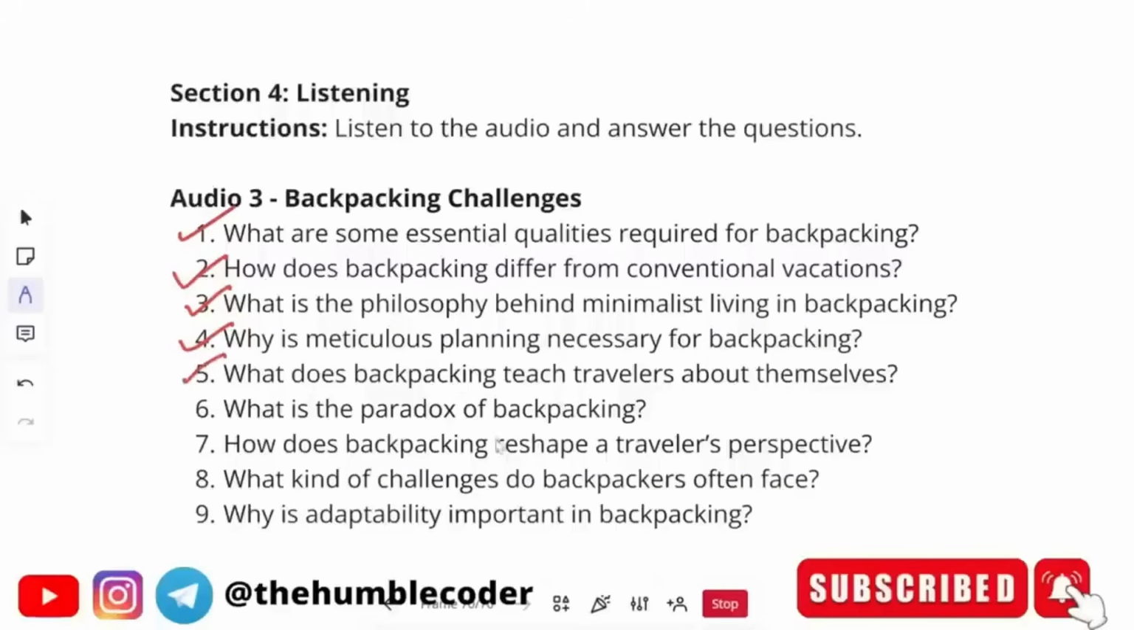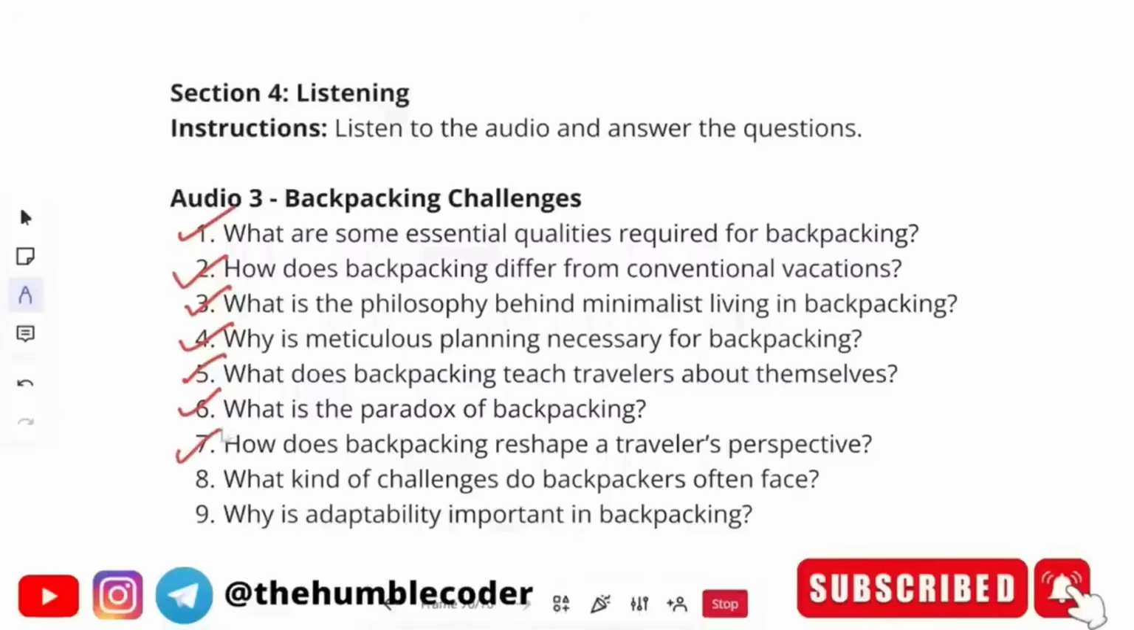Moving on to the next question, what does backpacking teach travelers about themselves? The correct answer will be backpacking teaches travelers self-awareness and resilience. Moving on to the next question, what is the paradox of backpacking? The correct answer will be the paradox of backpacking is that while it removes indulgences, it enriches the traveler's life.